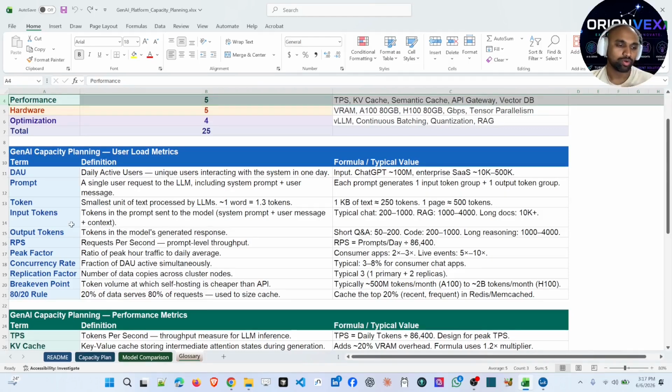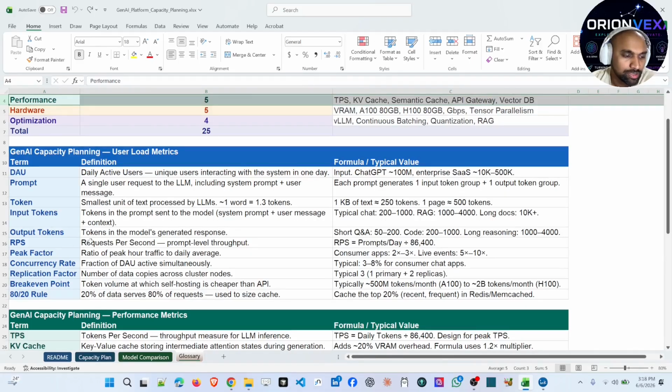Input tokens are the tokens in the prompt sent to the model. That is the system prompt plus user message plus context. Typically for chat, it will be 200 to 1000 tokens. If it is retrieval augmented generation, it will be 1000 to 4000 tokens. If it's a long document, it will be 10,000 plus tokens. Output tokens are the model's generated response. Usually for short Q&A, it will be 50 to 200 tokens. If it is code generation, it can range from 200 to 1000. For long reasoning models, it will be 1000 to 4000 tokens.